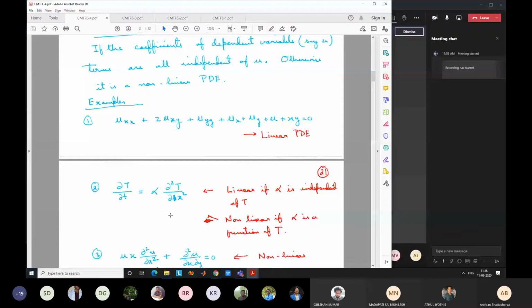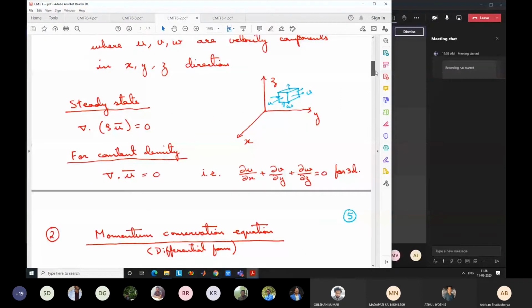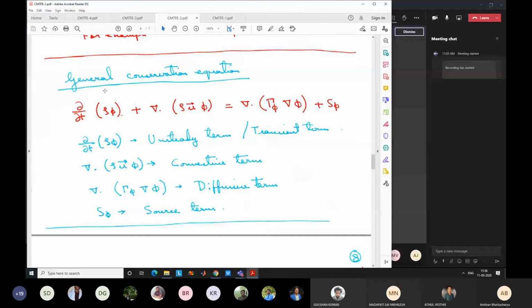In our case, we will see later. If we take a look at the conservation equations, the general conservation equation typically is a linear PDE unless some of the coefficients, like gamma or density, depend on the dependent variable. Or the source depends on the dependent variable. Otherwise, it's a linear PDE.